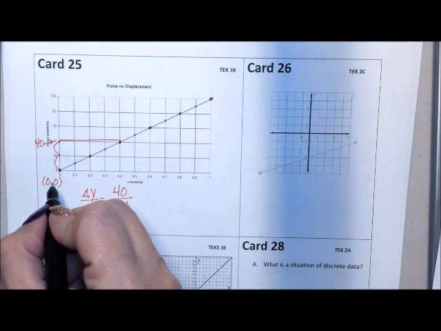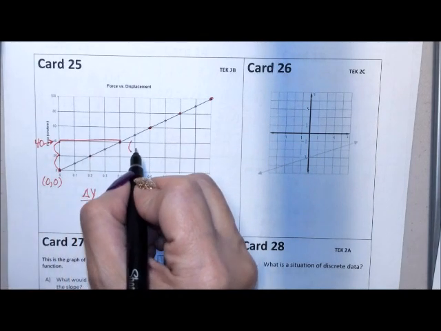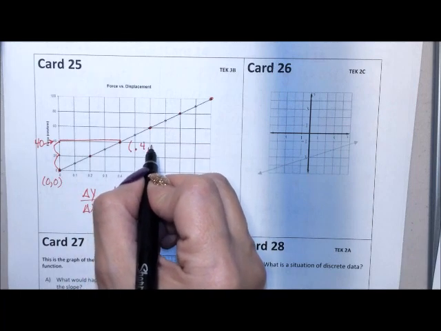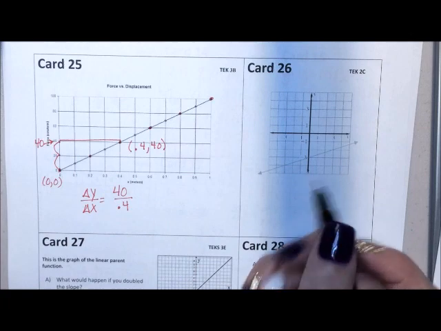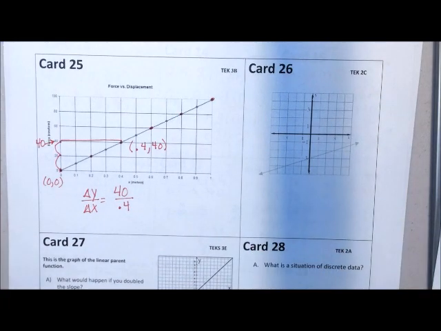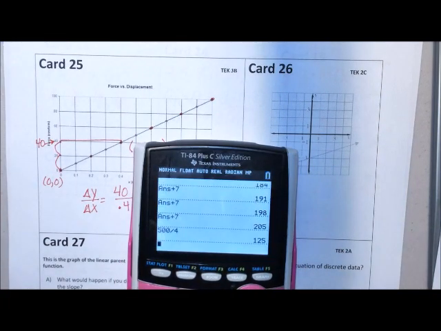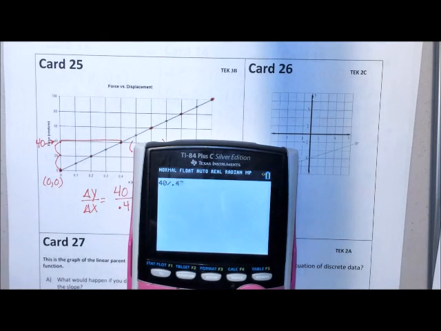Another way that you could do it, if you're like, oh, I'll never remember that. Find your 2 ordered pairs. 0, 0. This is over 0.4 up 40. You can do it that way too. Either way you want. I'm going to come over here. I'm going to do 40 divided by 0.4.